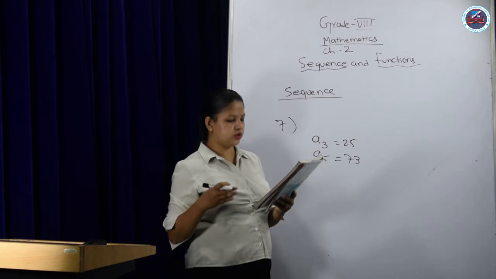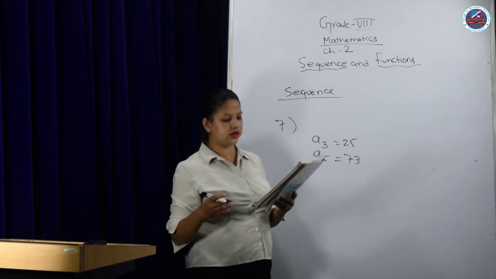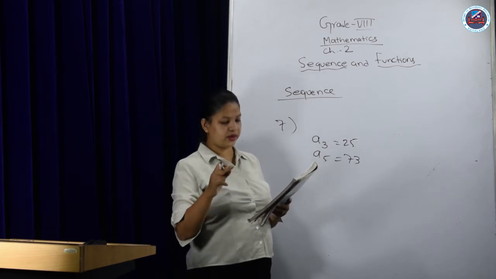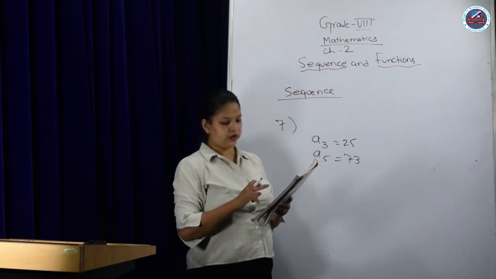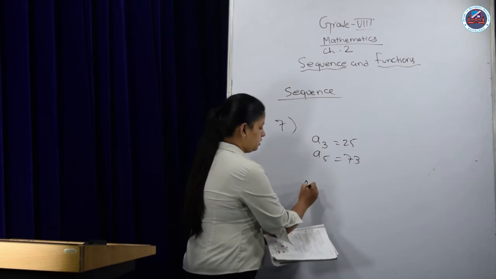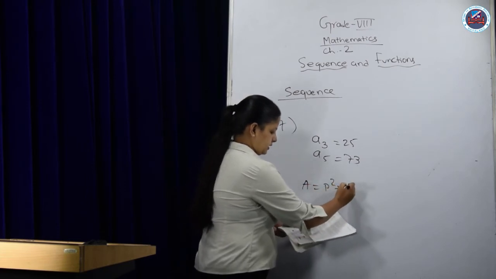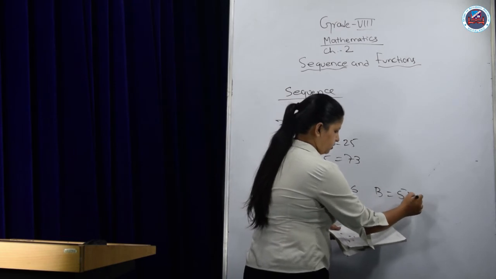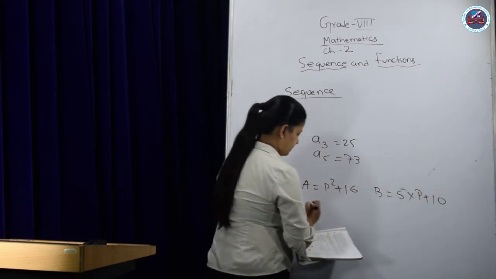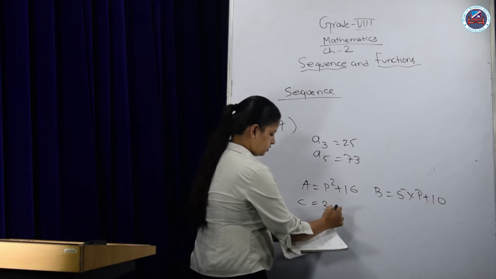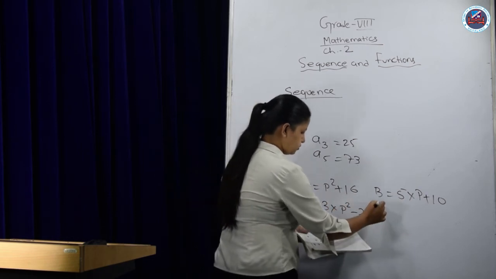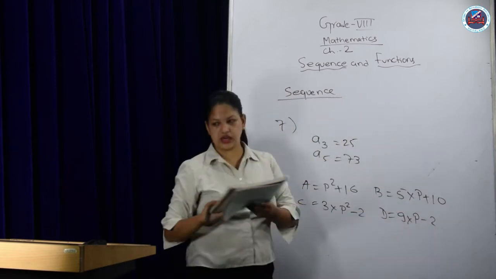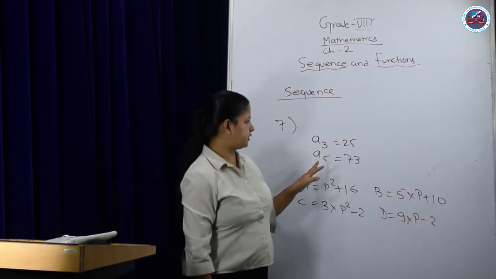Which of these position to term rules is the correct one for the sequence? Now 4 options are given. First option is position number square plus 16. Second is 5 into position plus 10. C is 3 into position square minus 2. D is 9 into position minus 2. Now you have to check whether they are following that or not.